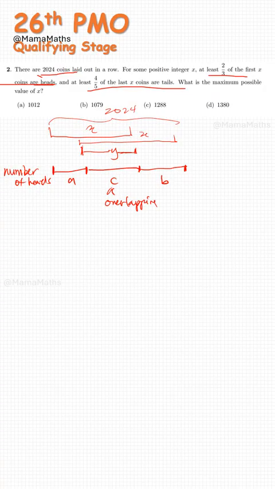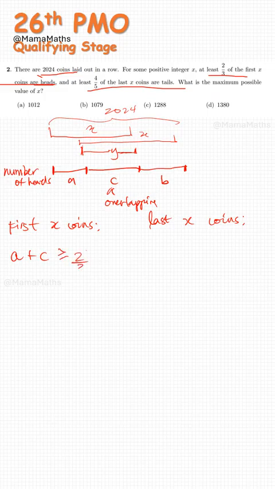Now, let's write an equation. For the number of heads in the first x coins and the last x coins: for the first x coins, the number of heads, A plus C, is at least 2/3 of x. For the last x coins, we have B plus C is at most, since 4/5 are tails, 1/5 of x.